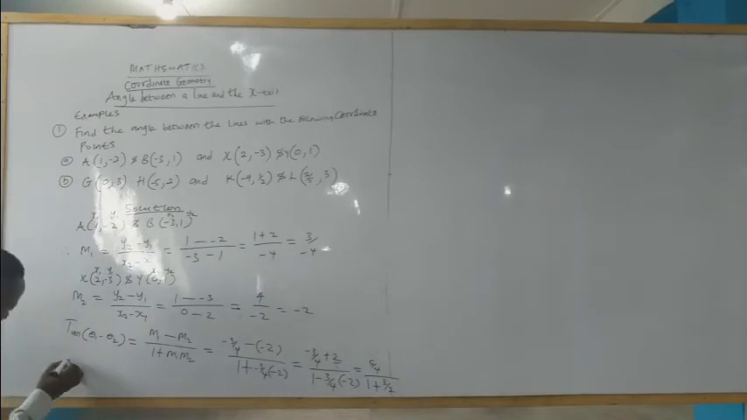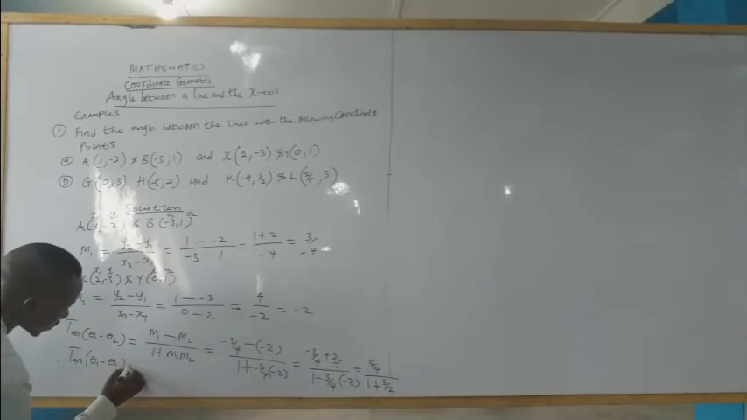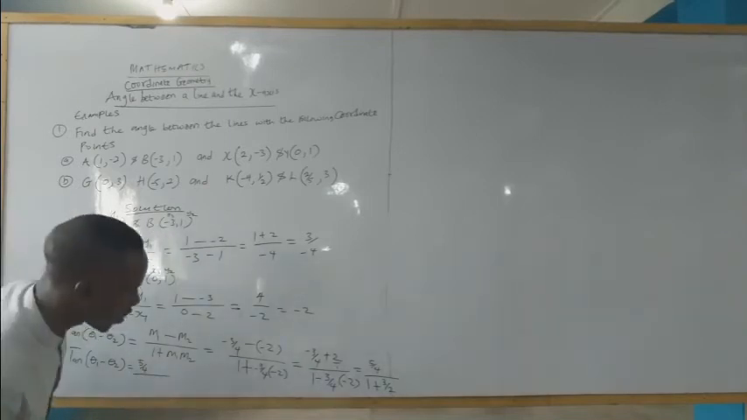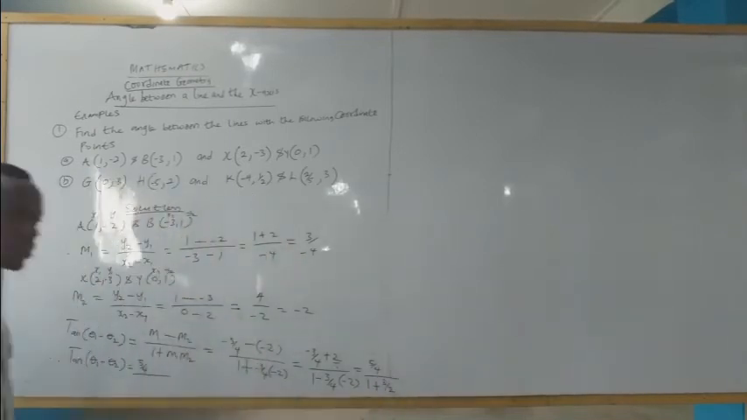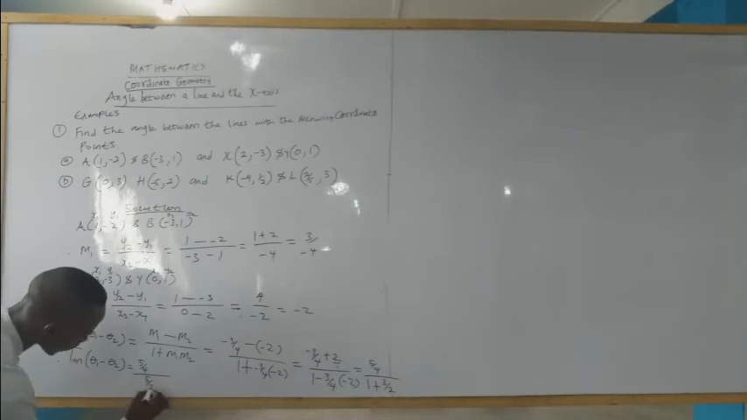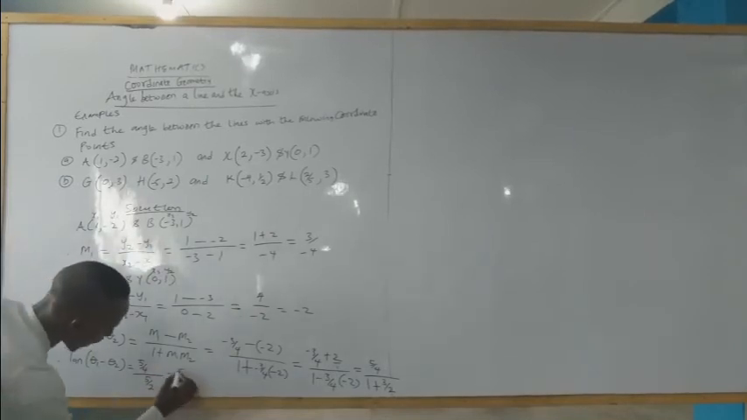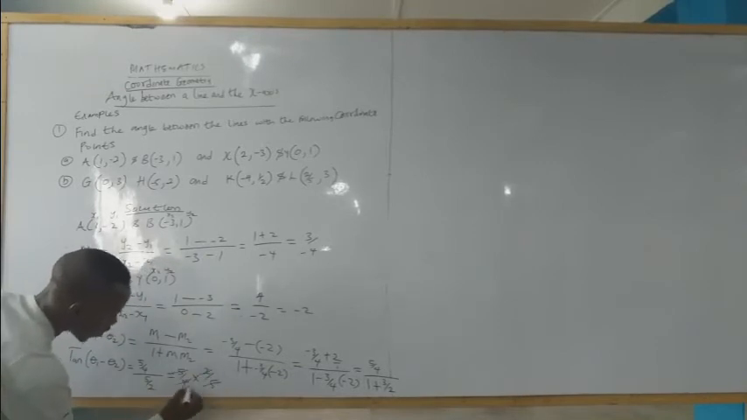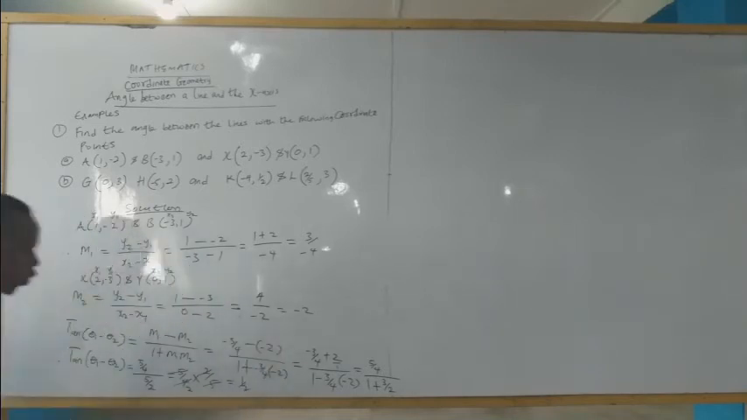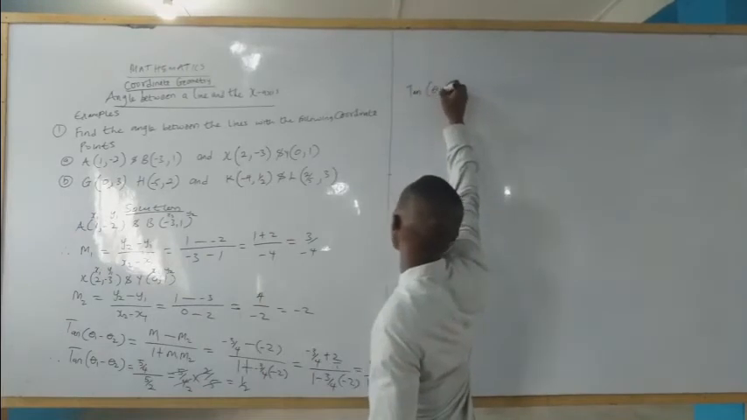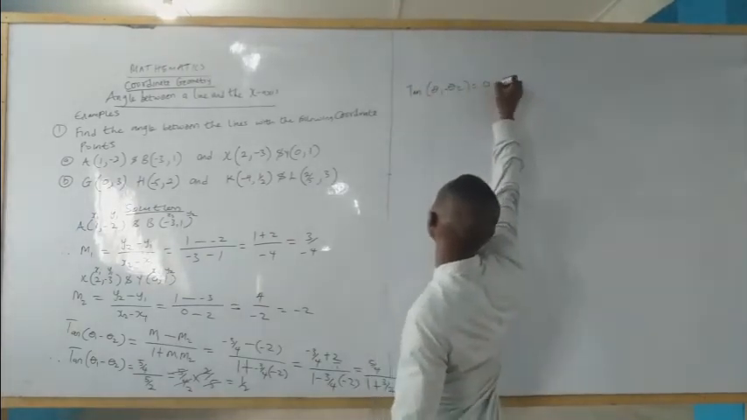So we have 1 plus 3 over 2. We say therefore tan theta 1 minus theta 2 is equal to 5 over 4 over 1 plus 3 over 2. What do you get? You get 5 over 2. That's 2 times 1, 2, plus 3, 5. So this gives us 5 over 4 times 2 over 5. When we cancel out, we have 1 over 2, 1 over 2. So by dividing this, we get 0.5. We have tan theta 1 minus theta 2 equal to 0.5.